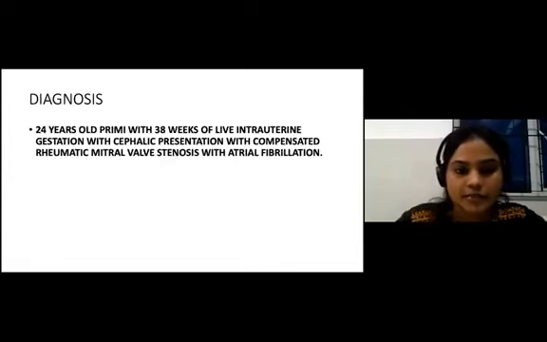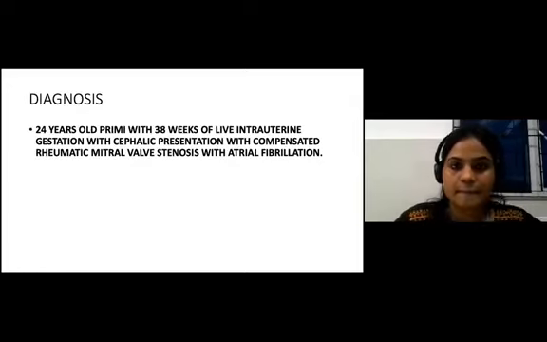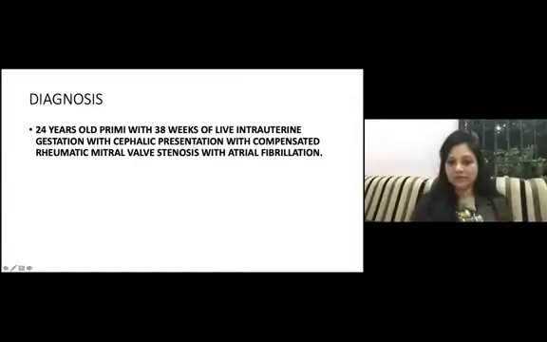Diagnosis: a 24-year-old primigravida with 38 weeks of live intrauterine gestation with cephalic presentation with compensated rheumatic mitral valve stenosis with atrial fibrillation, admitted for safe confinement. You have to complete it by saying no evidence of congestive heart failure and no evidence of infective endocarditis. These two points we usually also add. Okay.